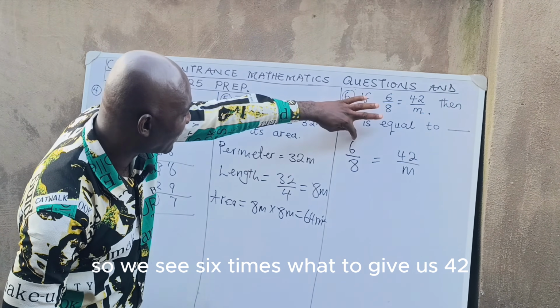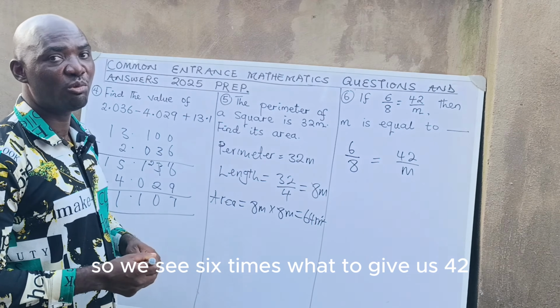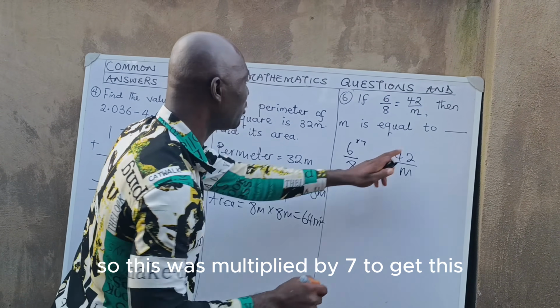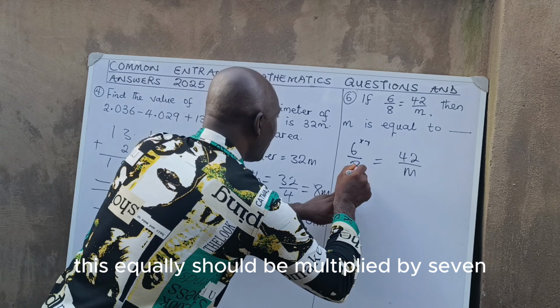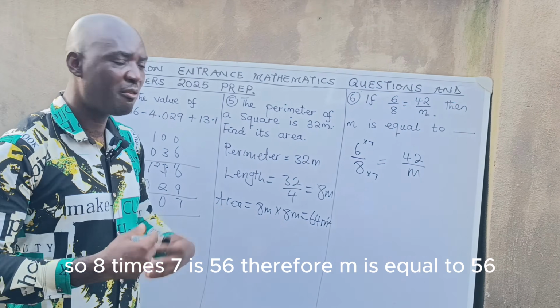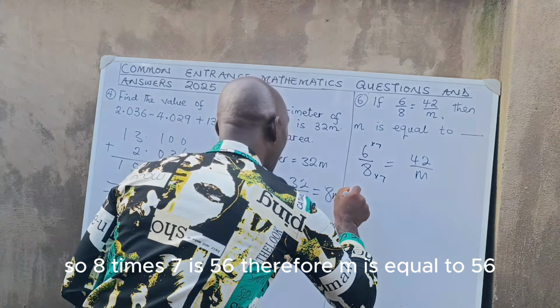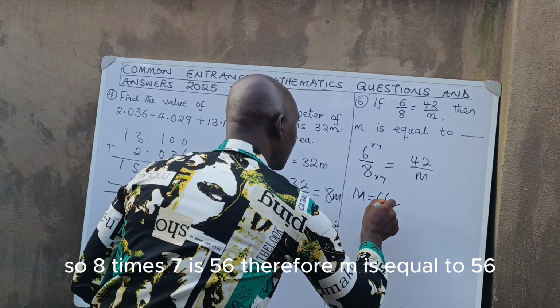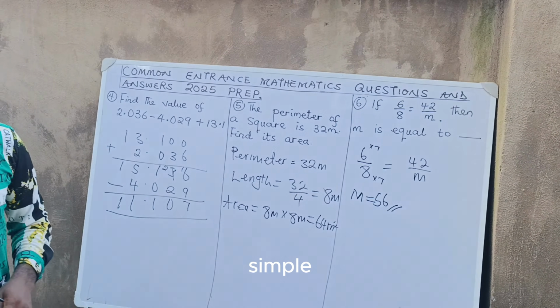So we see 6 times what will give us 42. That will be 6 times 7. So this was multiplied by 7 to get this. This equally should be multiplied by 7. So 8 times 7 is 56. Therefore, m is equal to 56. Simple.